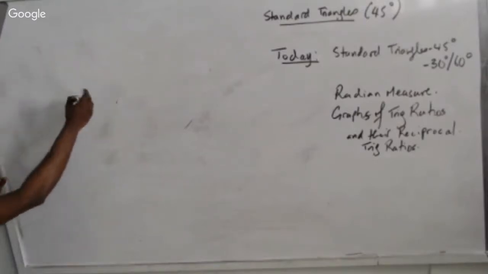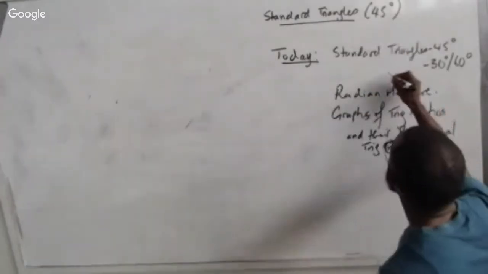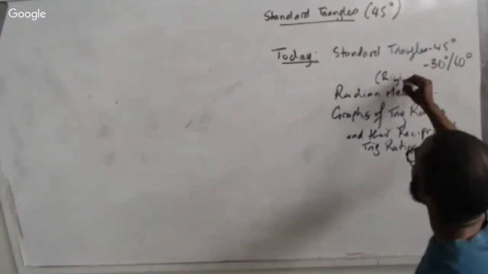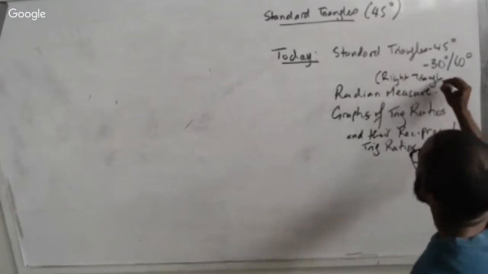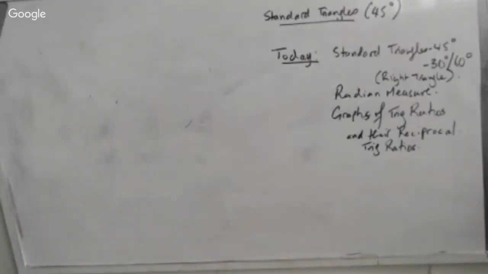So, in the standard triangle, the 45-degree standard triangle, all standard triangles come from right triangles, right? And what's a right triangle again? Otherwise known as a right angle triangle. What does that mean? What's a right triangle? Justin. A right angle triangle is a triangle with one of the angles measuring 90 degrees. Right?